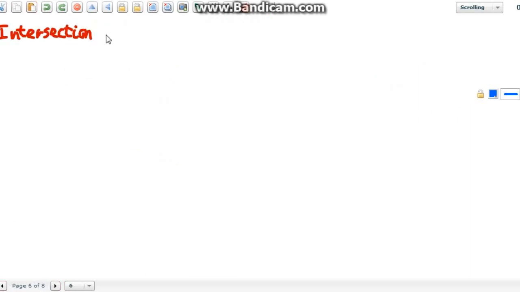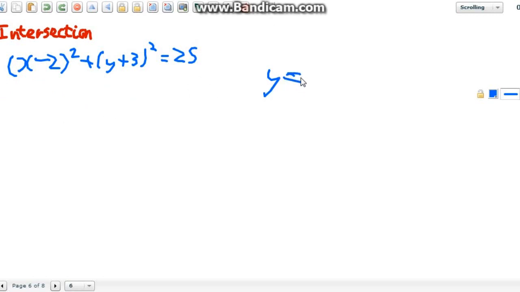Now, the final question that I can think of anyway, that they will ask you about circles, is where a line intersects it. So it will say you have the equation of a circle. I'll use the same one I've been using, x minus 2 squared plus y plus 3 squared equals 25. And it wants to know where the circle will intersect with the line y equals some amount of x. It could be y equals x squared plus 2x plus 7. It could be y equals x plus 3.